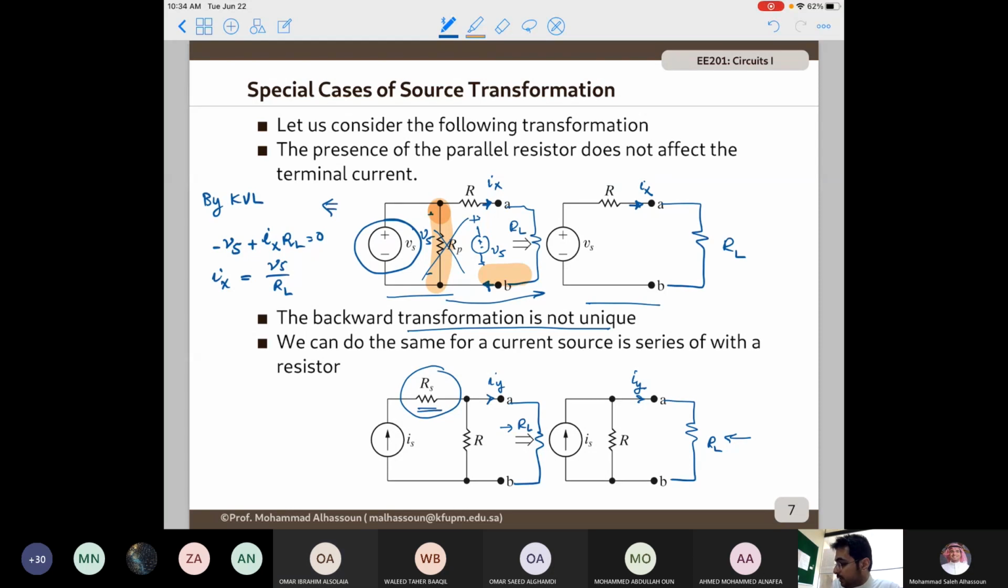Now if we go to the other circuit here, and I'm trying to find the current Ix here. Again, I'm going to apply KVL: Vs plus Ix RL equals 0. So Ix will be Vs divided by RL. Okay?